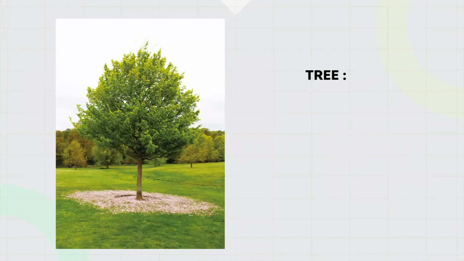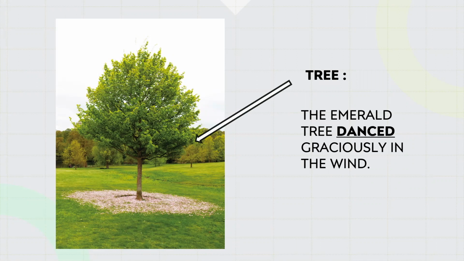We could use personification to describe a tree, and we could say the emerald tree danced graciously in the wind. The tree cannot really dance, however, this is personification as dancing is an action humans can do. This personification is trying to imply that the tree swayed gently in the wind.